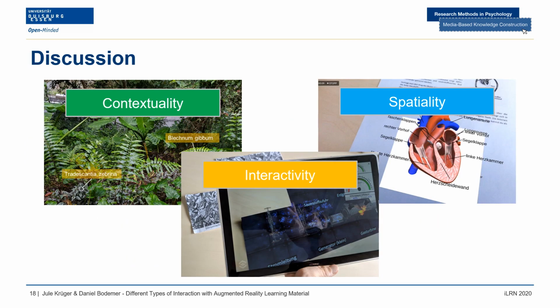As could be seen in this study, it is possible to systematically manipulate AR learning material based on its characteristic interactivity. More experimental research is necessary to learn more about how AR can be used to effectively and efficiently support learning. And the 3 human-centered characteristics of AR, contextuality, interactivity, and spatiality, may provide a helpful basis for this.